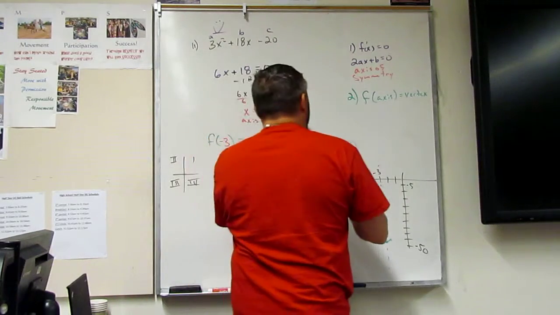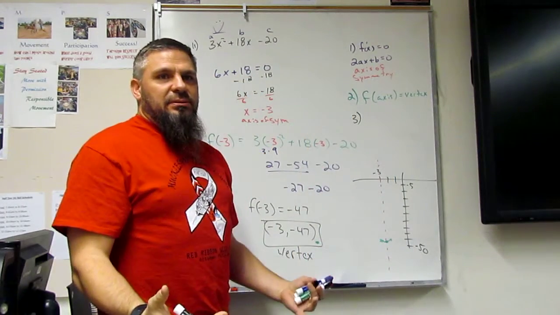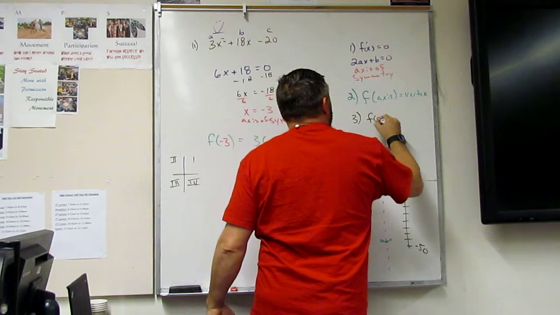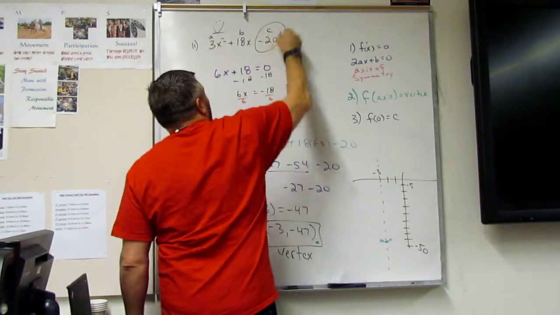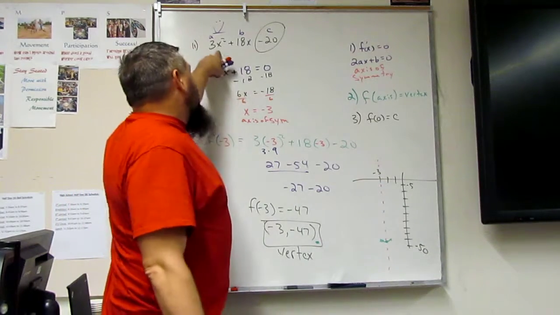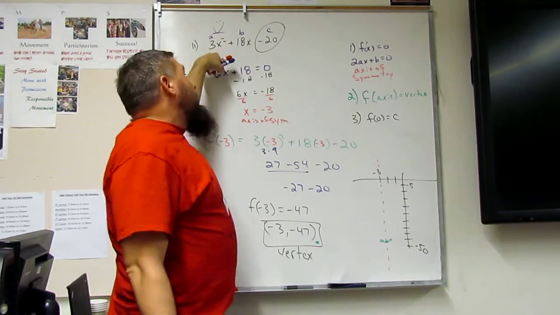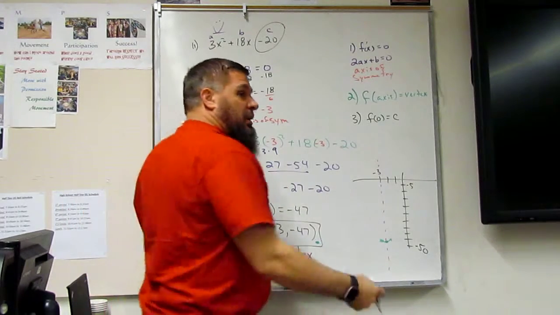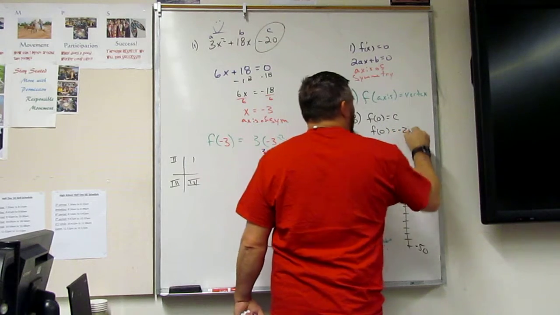So step 3, this should be the easiest one. Step 3 should be f of 0 equals c. And in this case, c is negative 20. And think about it. 0 times anything is 0, and 0 minus 0 is still 0. So 0 minus 20 is still minus 20. So f of 0 is equal to negative 20.